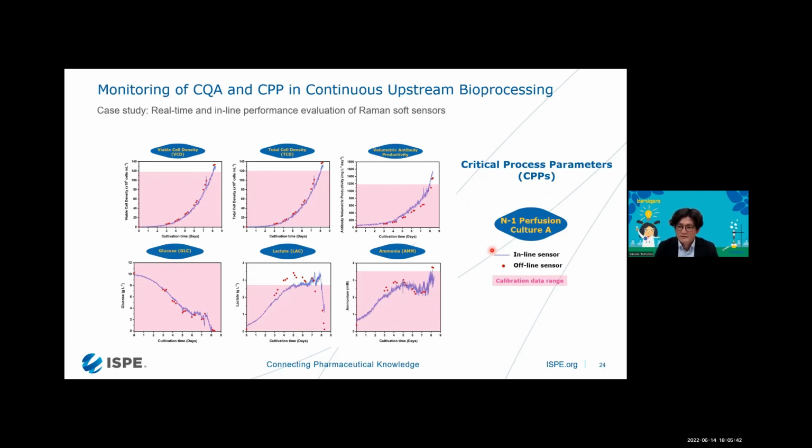We evaluated each critical process parameter, such as the VCD, TCD, and the IgG titer, and the glucose, lactate, and ammonium. The blue line shows the inline monitoring value using Raman spectroscopy, and the red dot shows the values from the offline analyzer. The pink area shows the range for the calibration batch. From this result, the Raman system predicts very accurately for process monitoring.